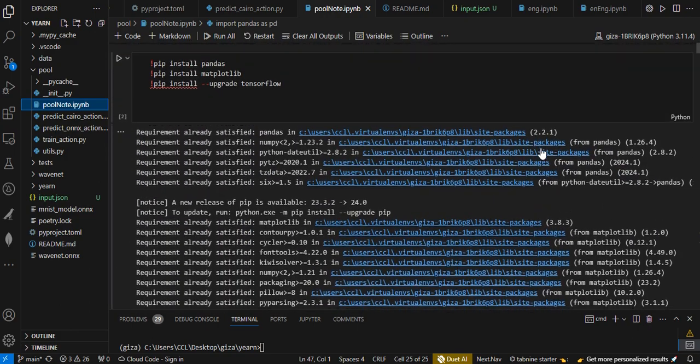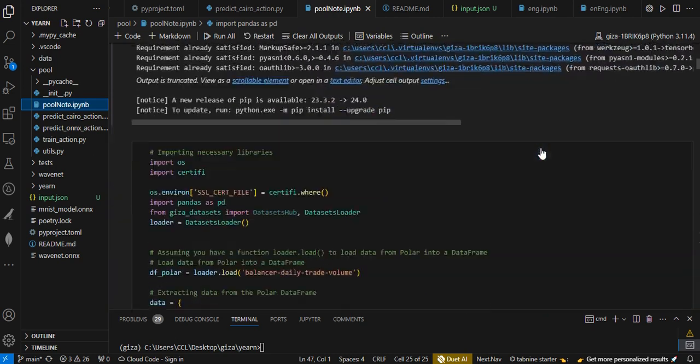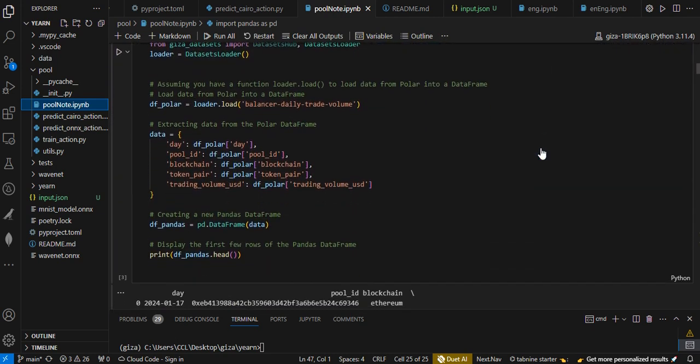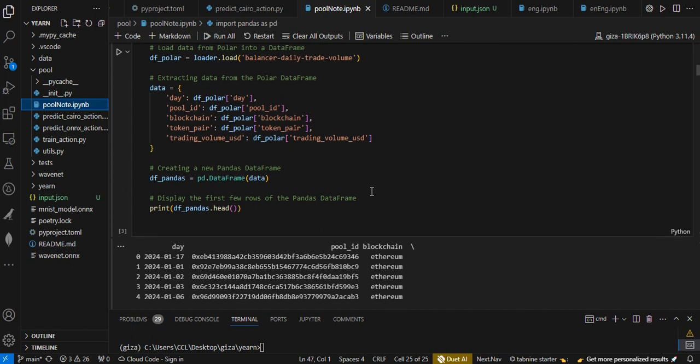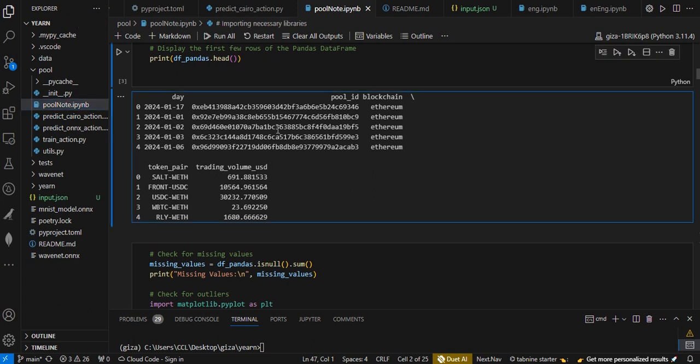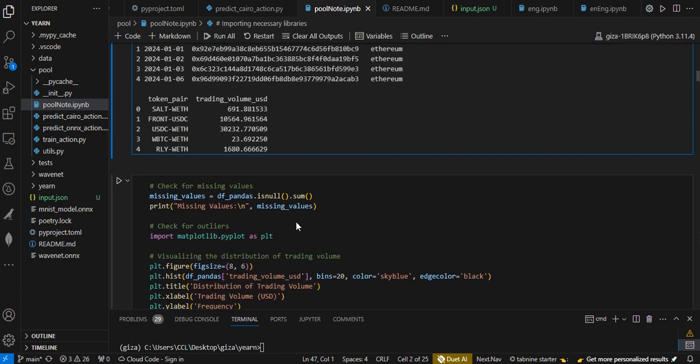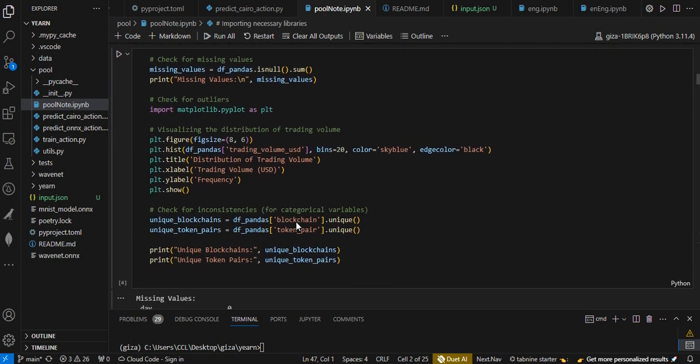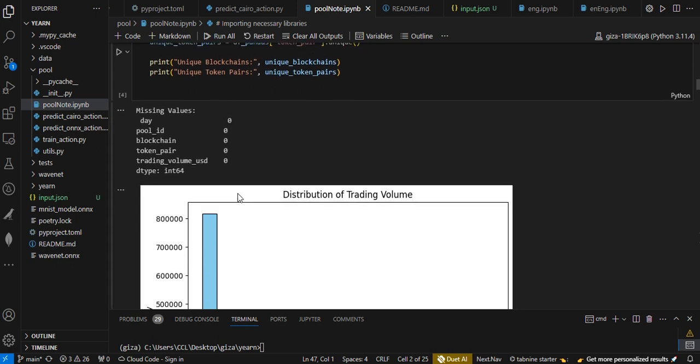First we install the dependencies that we need. Then I load the data, balance, daily trade volume, by extracting it from the polar data frame. We convert it to pandas and inspect the data to see what's there. You can see that there are even token pairs like USDC to weth. When I check for missing values, there were no missing values.